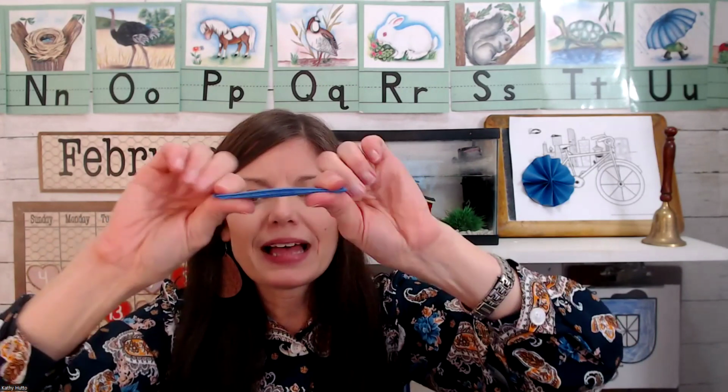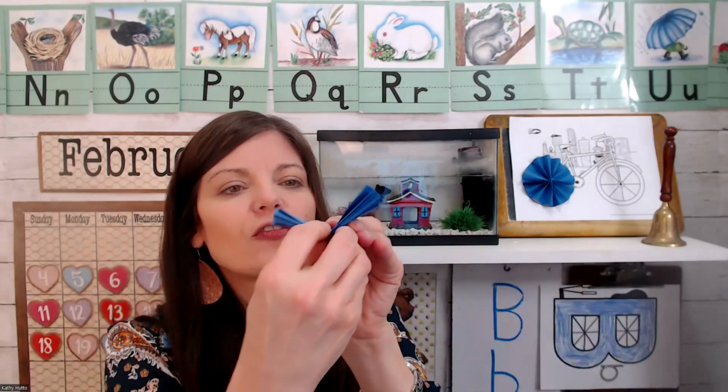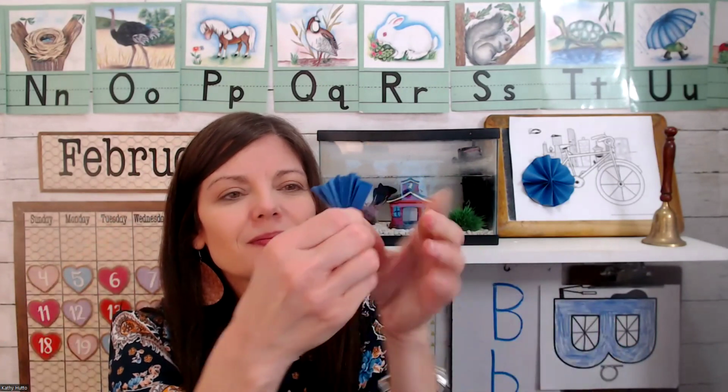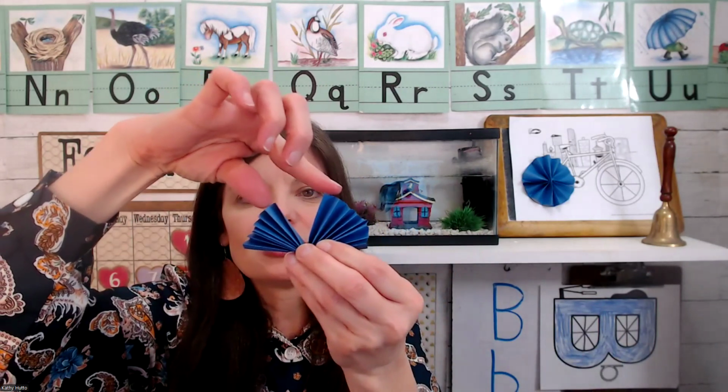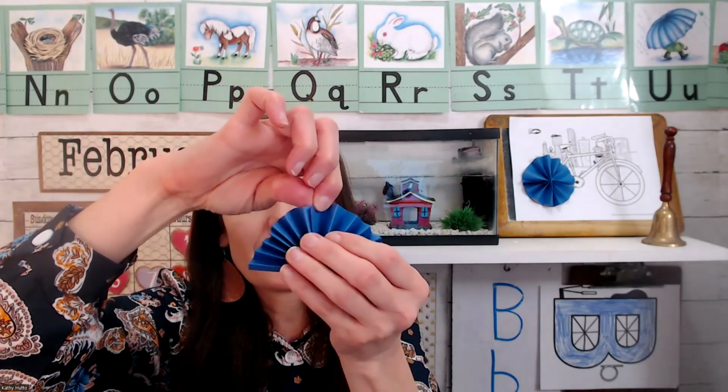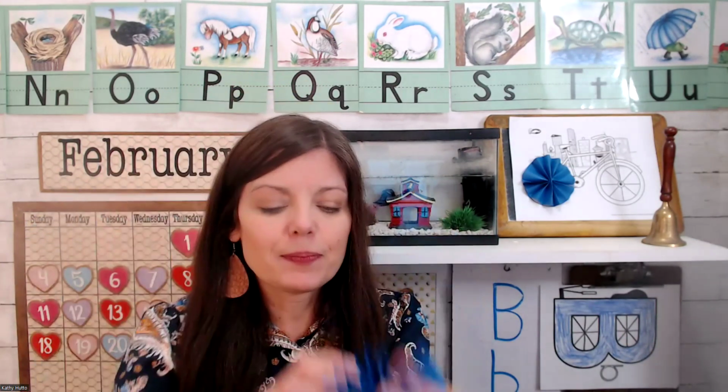It's kind of like those paper fans that maybe you've made before, but we're going to keep it flat like this. We're going to fold it in the middle like that. And then we're going to take these two ends and bring them together. And we're going to tape them.